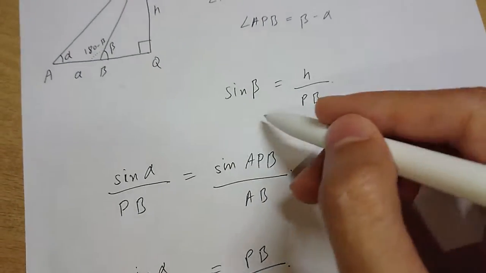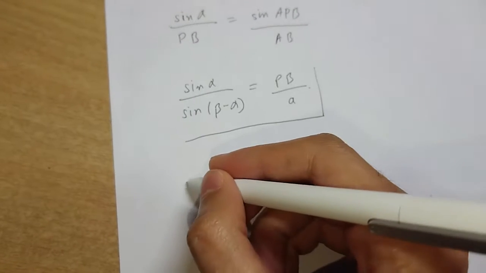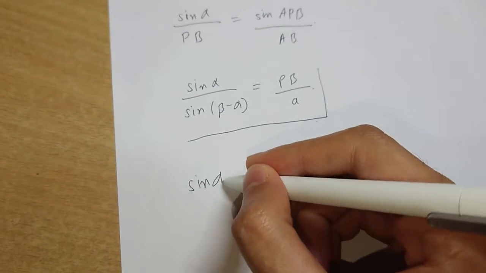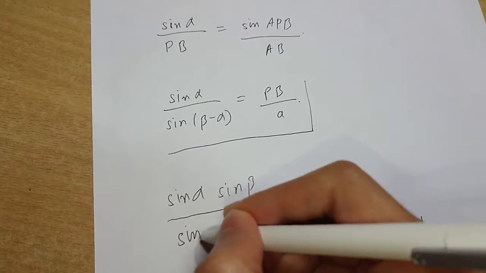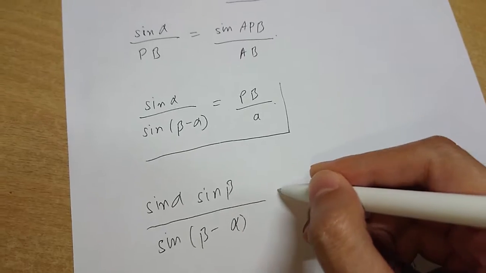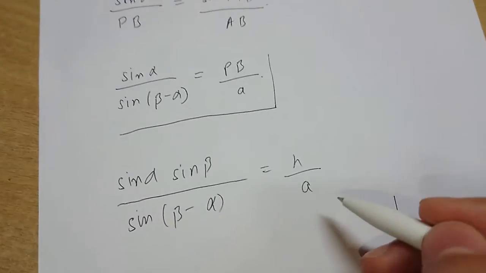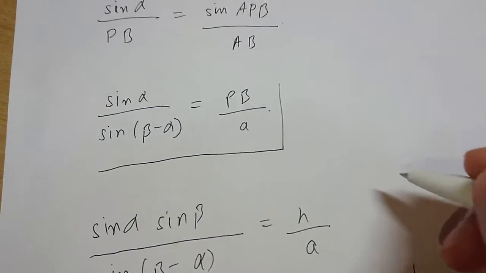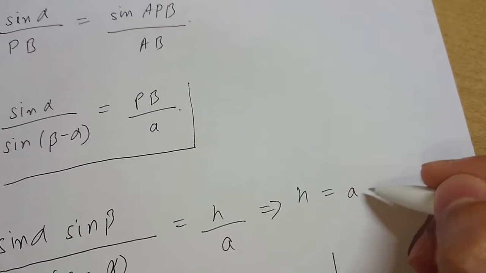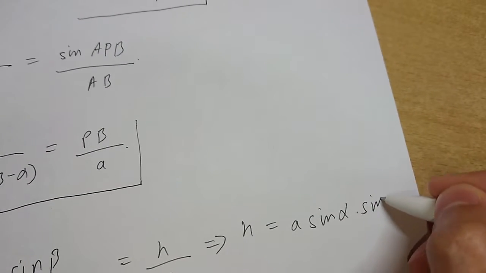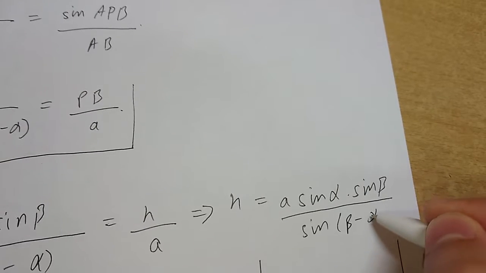and if we multiply this and these two, we get sine of alpha times sine of beta over sine of beta minus alpha equals, these PB cancel out and we are left with h over A, and if we move this A to this side, that is equal to h equals A times sine of alpha times sine of beta over sine of beta minus alpha.